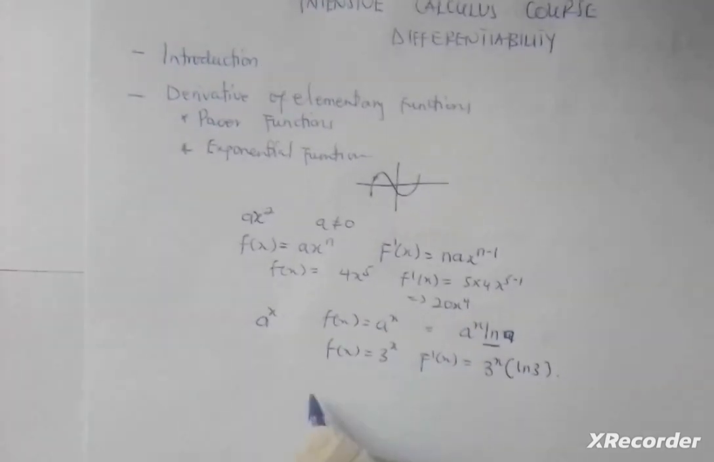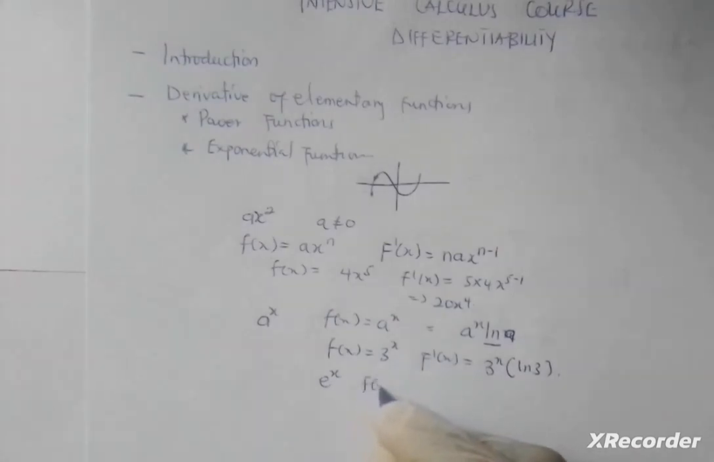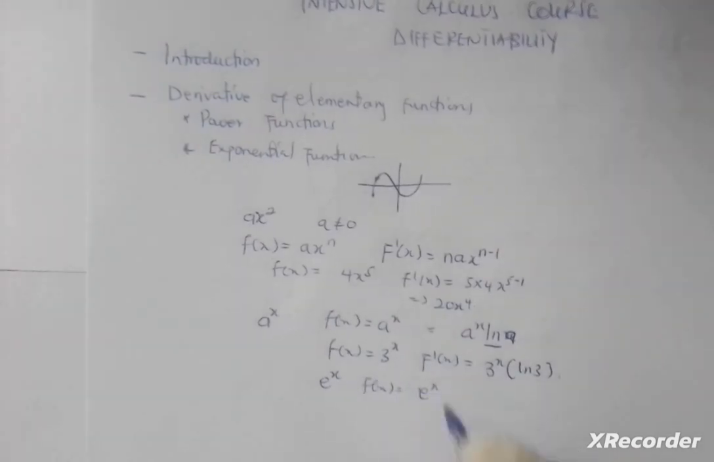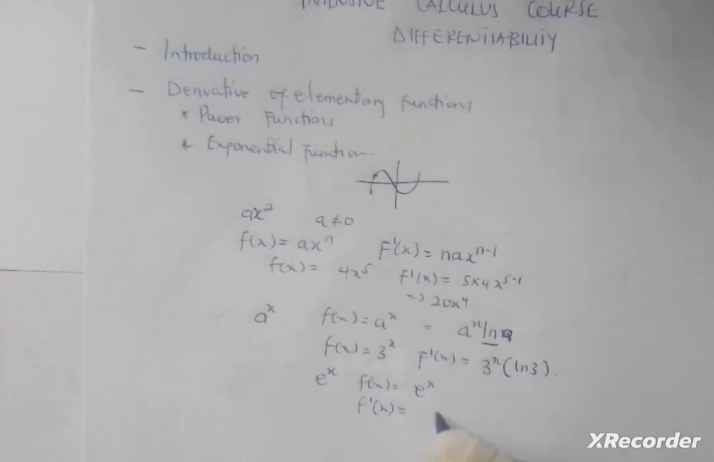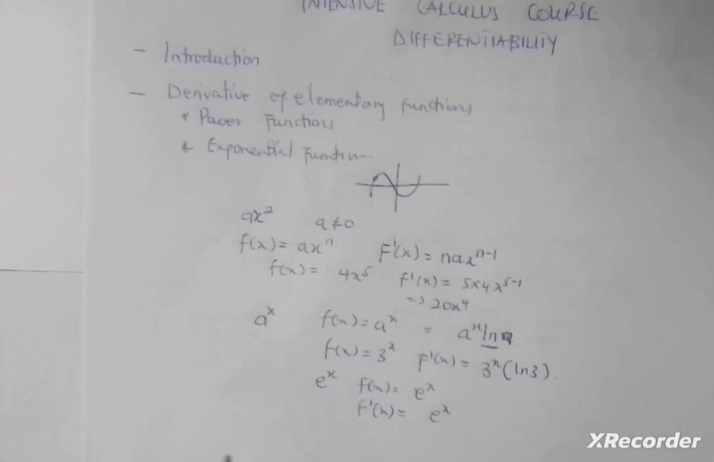I made mention of Euler's number e, which is a constant. Whenever you have Euler's number in exponential form, e to the power x, so if I give you a function f of x is equal to e to the power x, then what will be the derivative? So f prime of x will simply be equal to e to the power x back again. When you differentiate, you still get e to the power x. Now, the question is why? I gave you that the derivative of all exponential function is equal to that exponential function multiplied by ln of the constant.